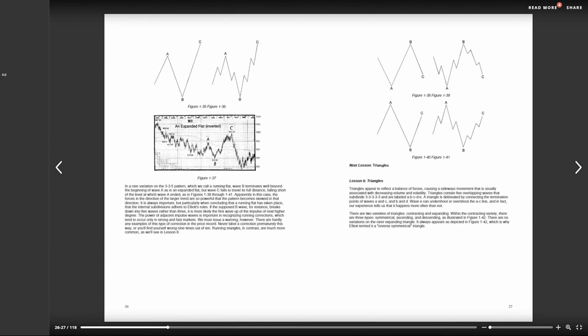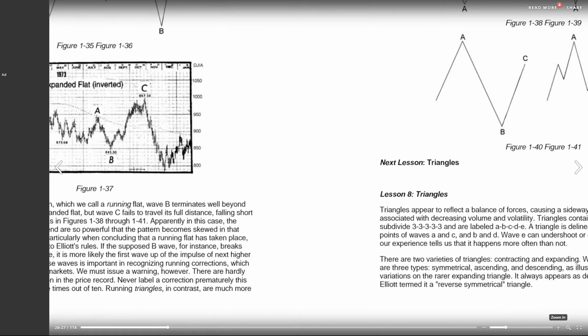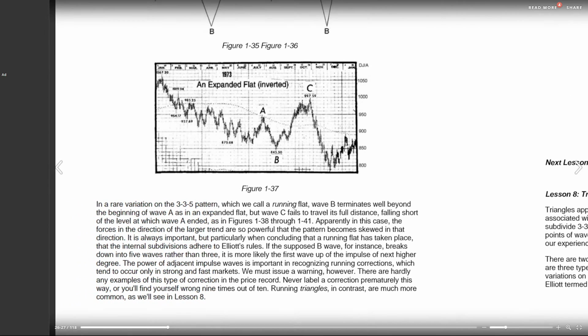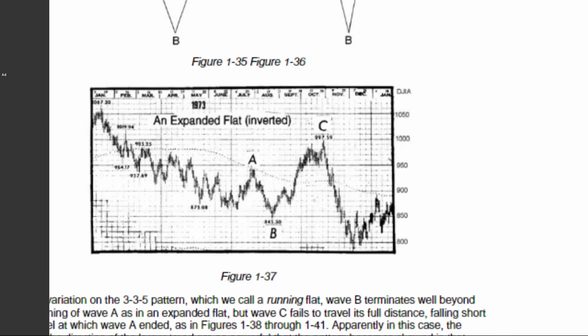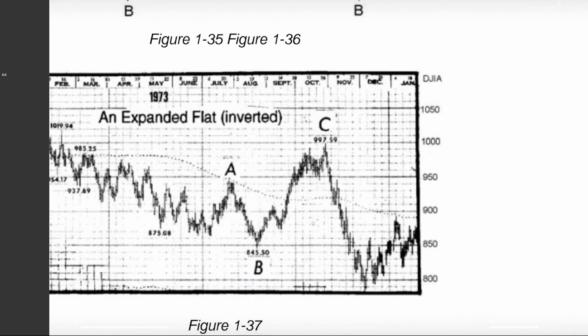And this inverted flat just basically is characterized by an ABC move, which comes in a 3, 3, and then a 5. So basically you have an A and a B, which consists of a 3 and a 3 move. And then you have a C wave, which goes way beyond the A wave and moves in a 1, 2, 3, 4, 5. And then after the peak is reached, you have an ABC correction as well. Every time you have an impulsive wave, you need to have a corrective wave after.